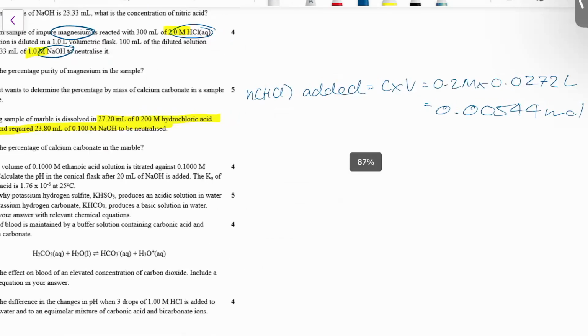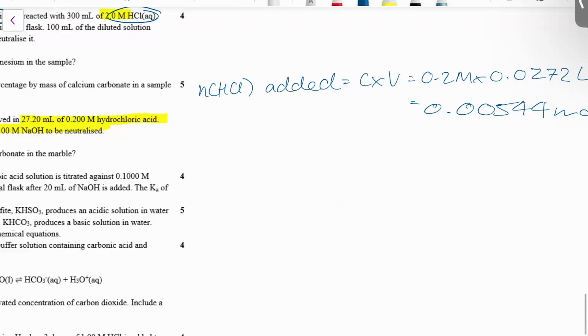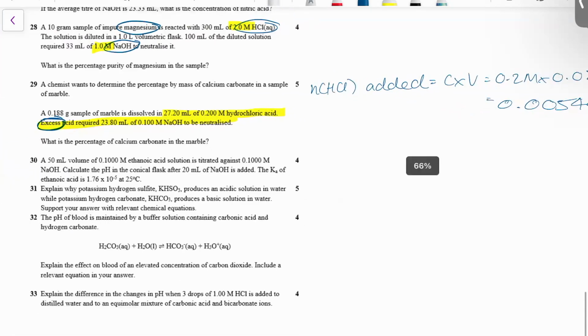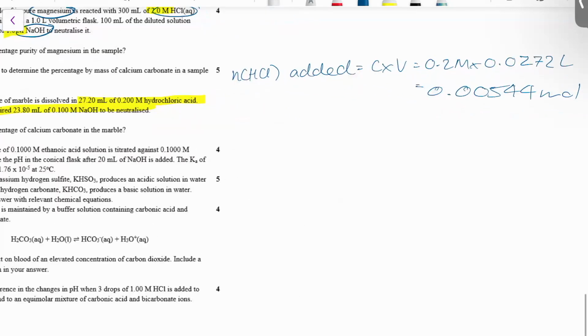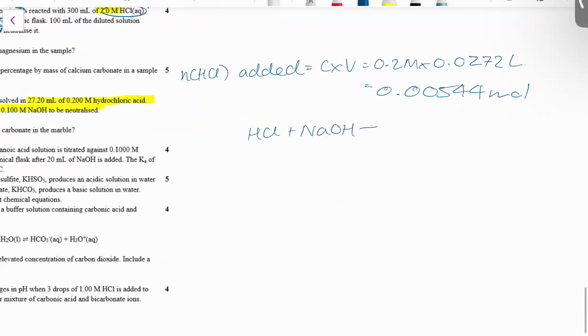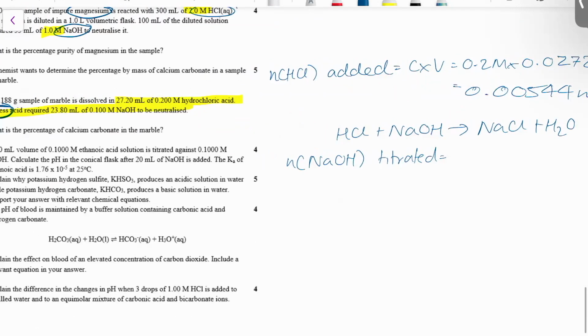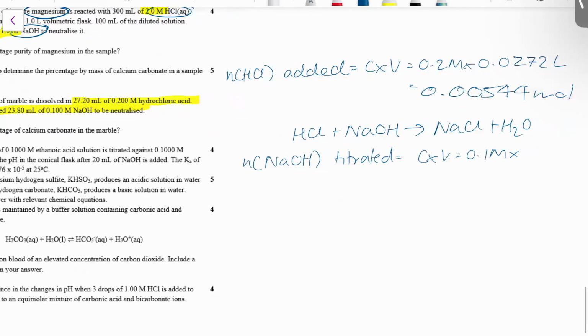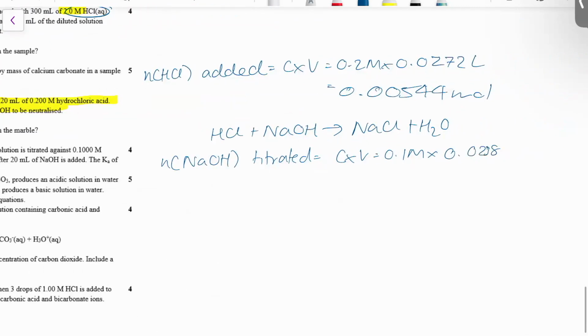And then moles of HCl titrated depends on the moles of NaOH that it titrated with. So HCl plus NaOH turns into NaCl plus H2O. Moles of NaOH titrated is C times V, 0.1 molar times 0.0238 liters. That one's easy, 0.00238 moles. So therefore, it's a 1-to-1 ratio, just like the previous question.